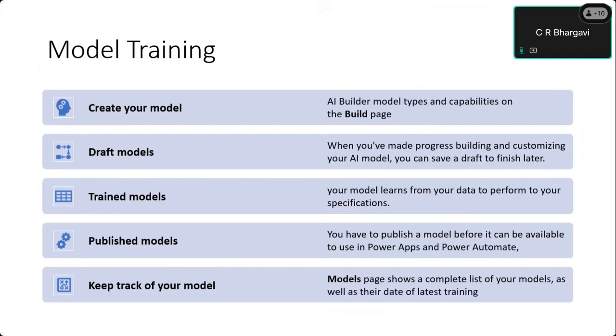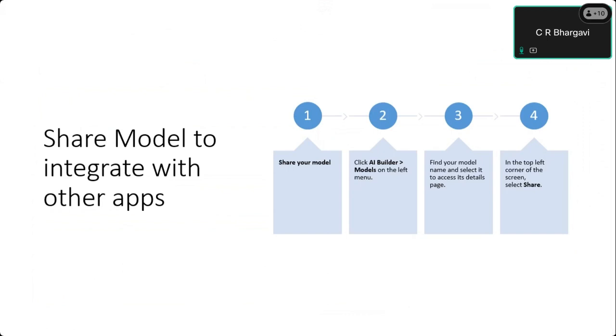How do we train the model? When you go to the Power Apps page, you have the Build page available, and from there we can draft the model, train the model with the data we have, publish the model, and keep track of the model that we have created. If you don't understand anything at this point, maybe I will show you a demo of how we train the model. From there we can understand it.